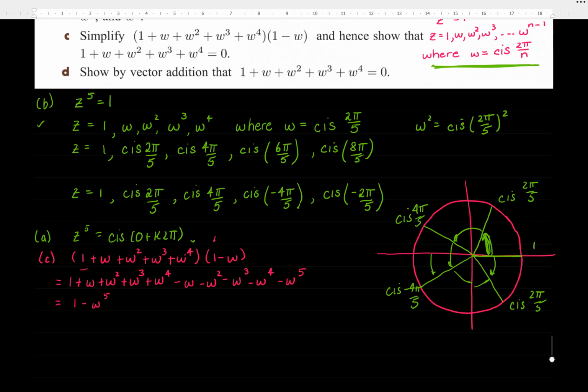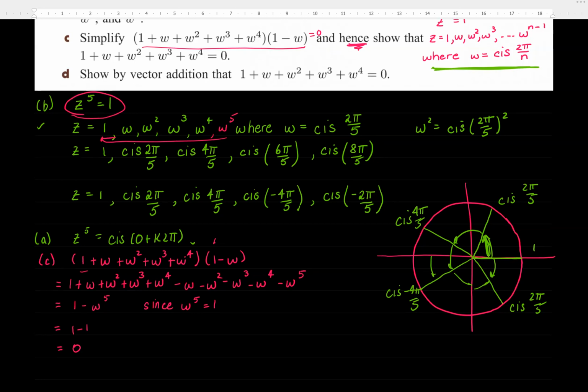However, we do know that the next one here, w5, it actually repeats, so it becomes the 1. So because w to the 5 equals 1, this becomes 1 take 1 equals 0. So we've simplified that to say that that whole thing there equals 0. Hence, show that w plus and so on equals 0. So hence, show that this is 0.